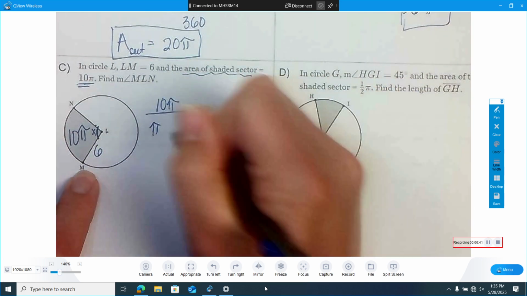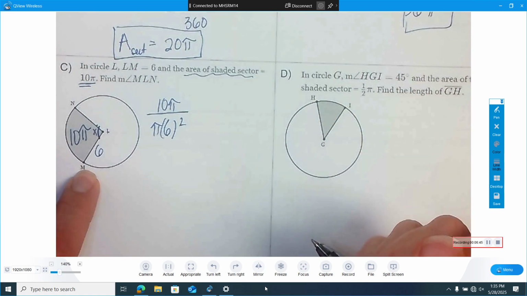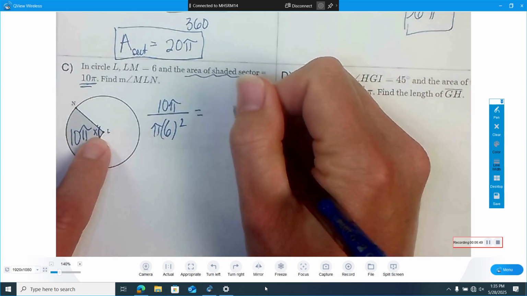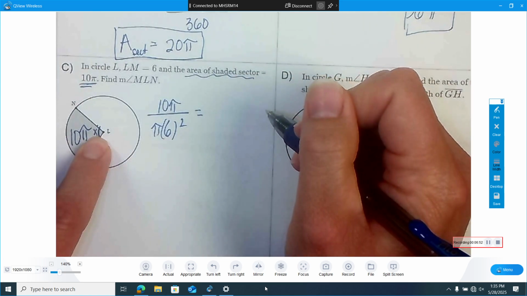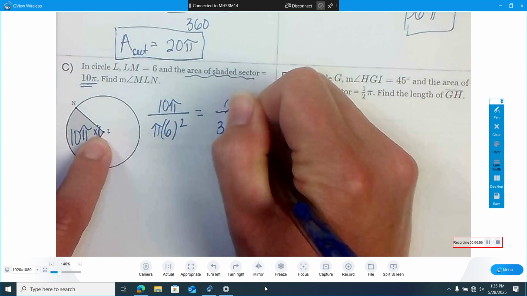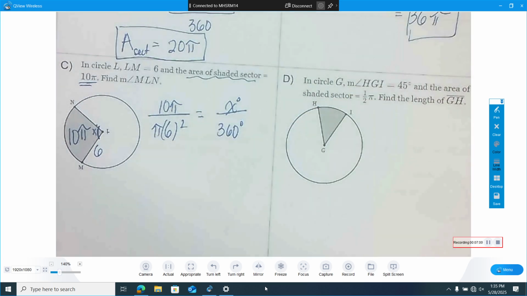Pi times squared. Pi radius squared, yeah? Okay. So part of the area over the whole area equals, do I know how many degrees this angle is? X. 360, yeah. So now our unknown is over here on the right-hand side.